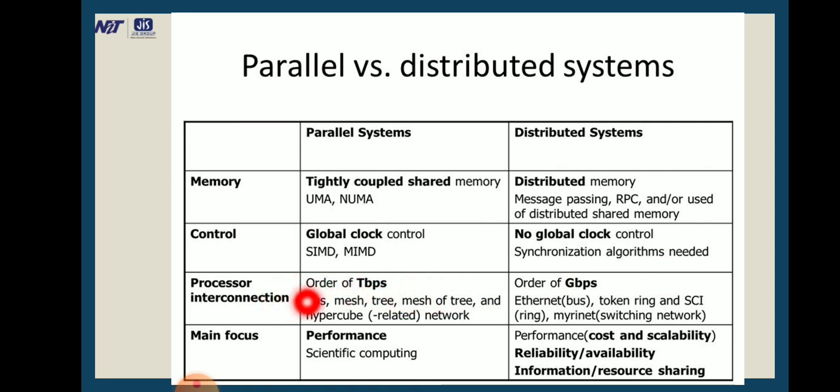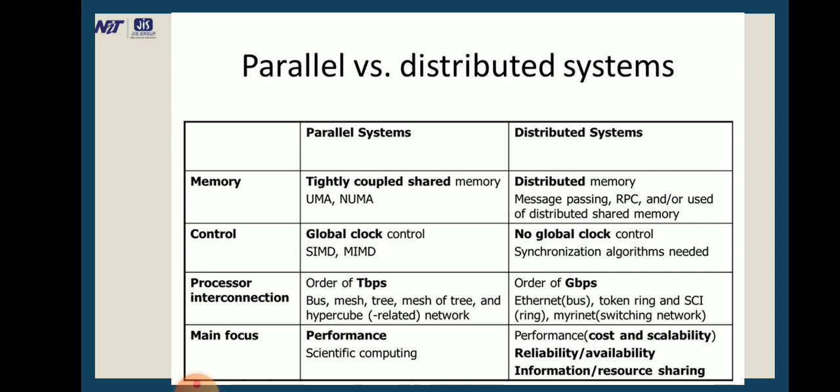Processor interaction: in parallel systems, on the order of terabits per second, with bus, mesh, tree, mesh of tree and hypercube networks. In distributed systems, on the order of gigabits per second, with Ethernet, token ring and SCI. The main focus of parallel systems is on scientific computing, whereas in distributed systems the main focus is on performance, cost and scalability, reliability, availability, and information and resource sharing.